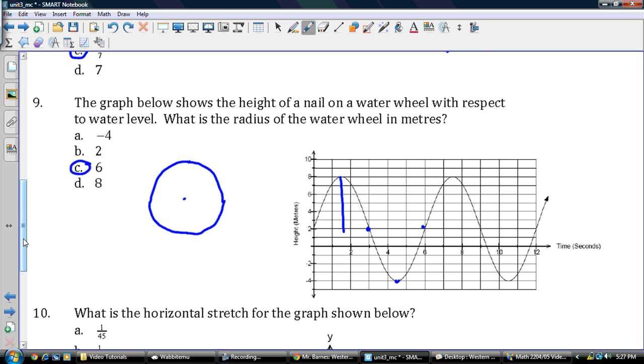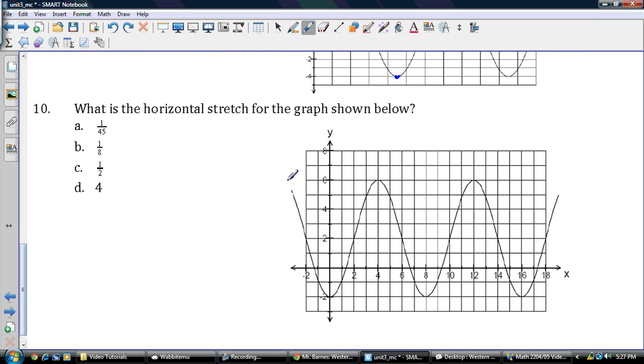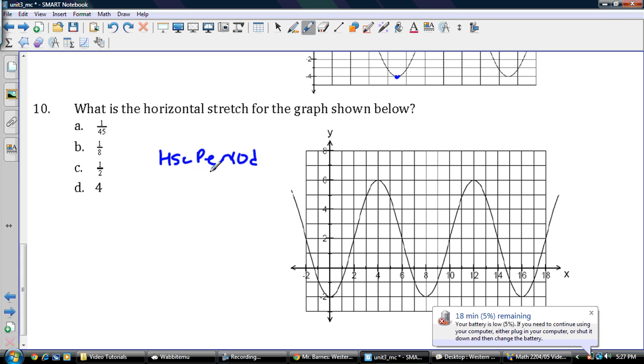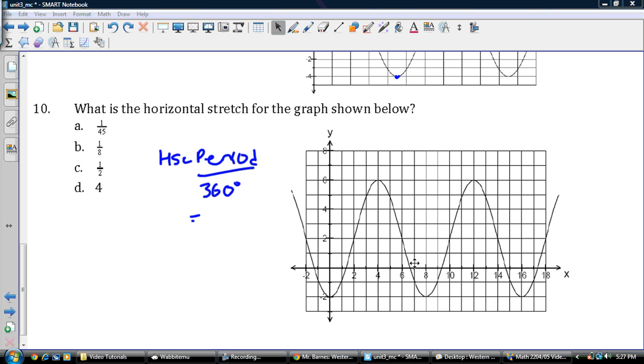Last one. What is the horizontal stretch for the graph shown below? HS is the period over 360. Only got 18 minutes left, better hurry up. So let's see. We have the period. It goes from 0 over here to 8. So it's 8 divided by 360. In fractional form, that's 1 over 45. So that is my HS. Weird answer, but that is it.